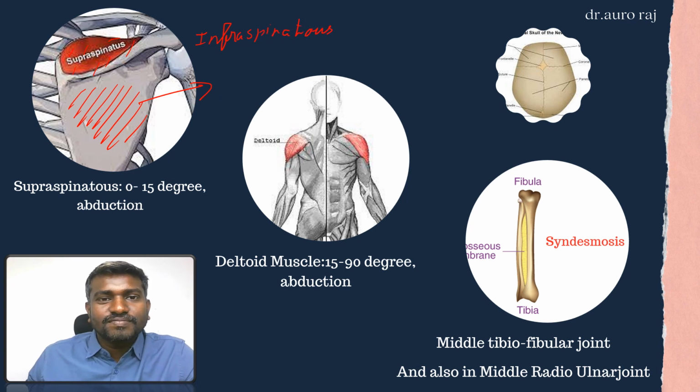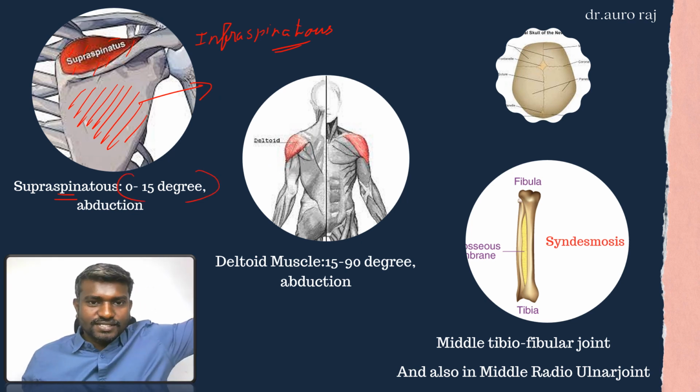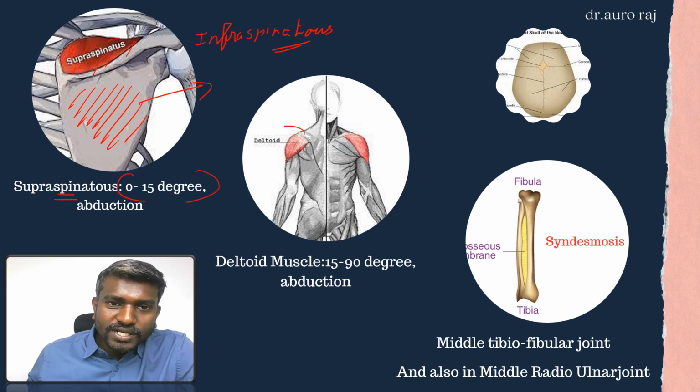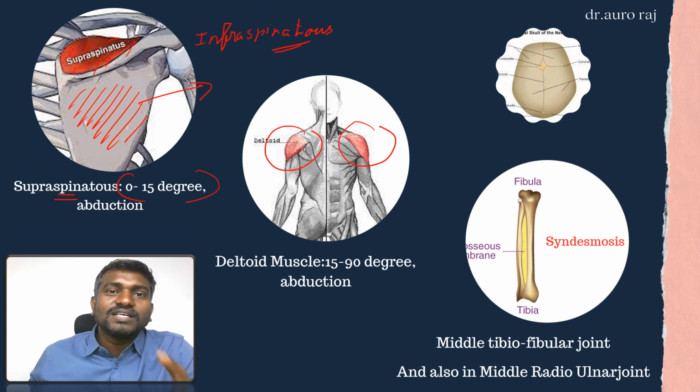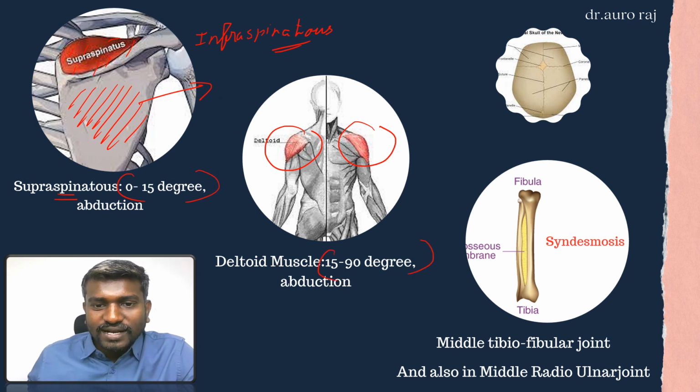Infraspinatus. Remember, the supraspinatus is going to be for 0 to 50-degree abduction. Great. The muscle over here, this is called as what? The deltoid muscle, and it is going to be helpful for abduction for about 15 to 90 degree.